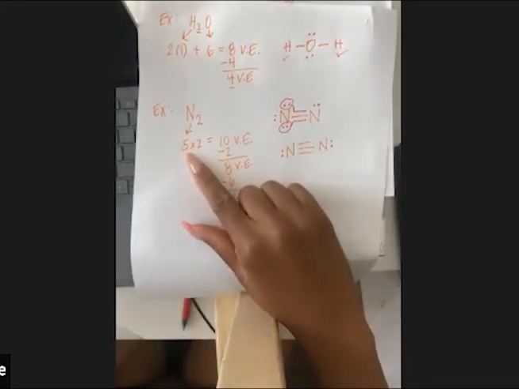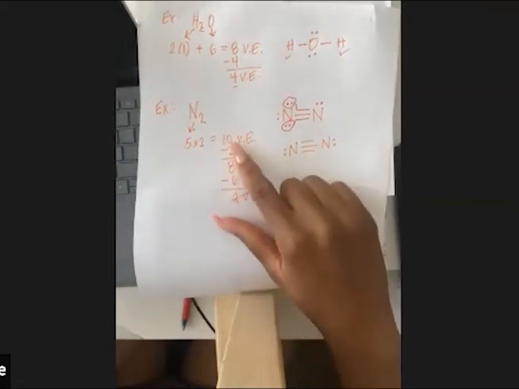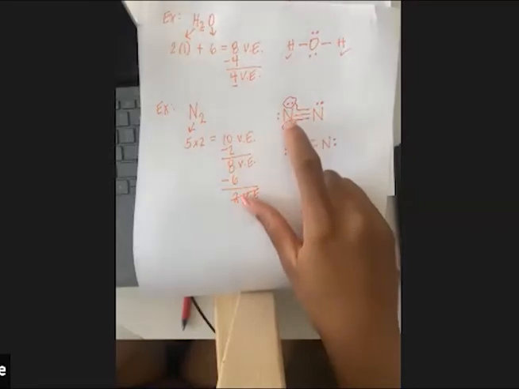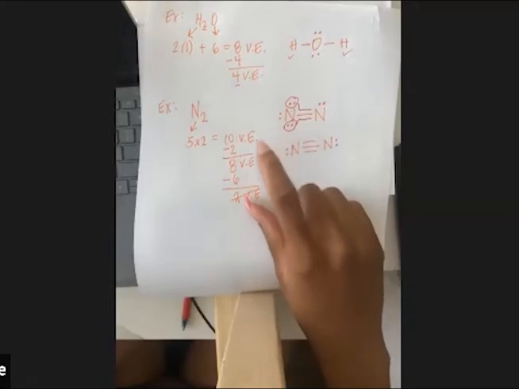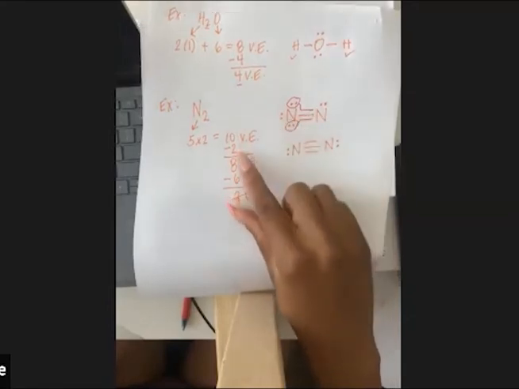Let me walk through it one more time. First step said, sum up the valence electrons, 5 times 2. I got 10 to start with. Decide which atom is gonna go in the middle. There's a second step. Both are nitrogen, so it doesn't matter. So then I put a single bond. I put that orange single bond there. I subtracted 2 for that orange single bond.